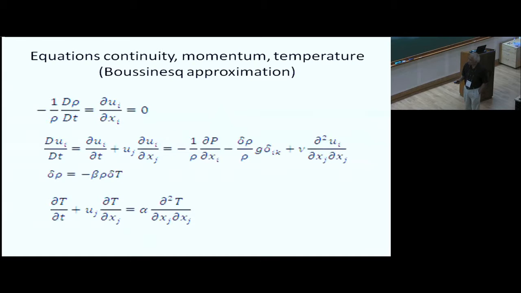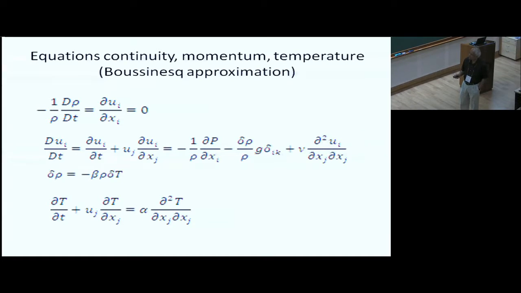These are the equations: the continuity equation for incompressible flow, and the momentum equation with the Boussinesq approximation. So you get a buoyancy force in the vertical direction, and that's the only place where you get this density difference. Otherwise, the flow is assumed to be incompressible.